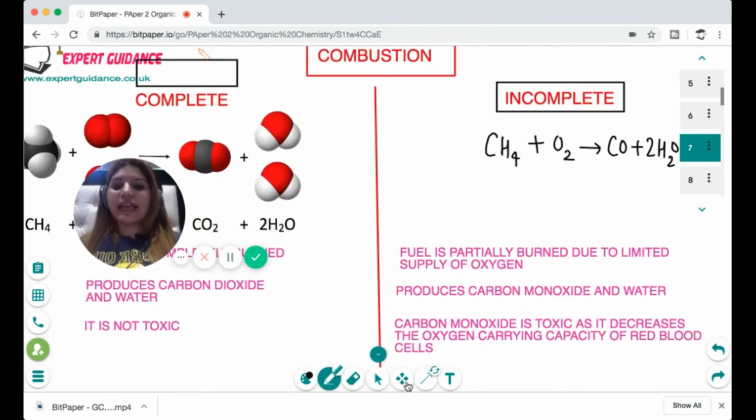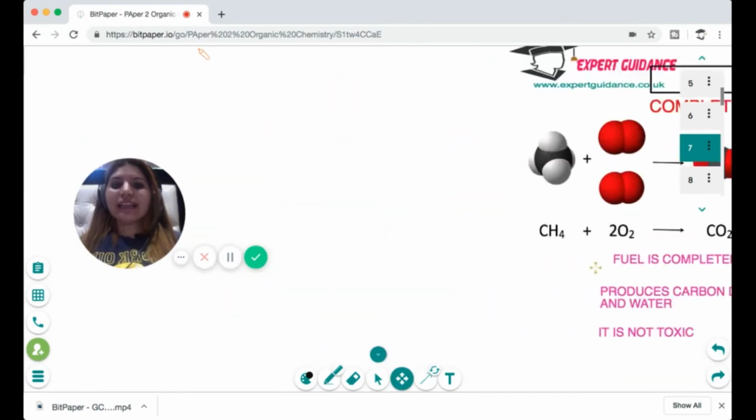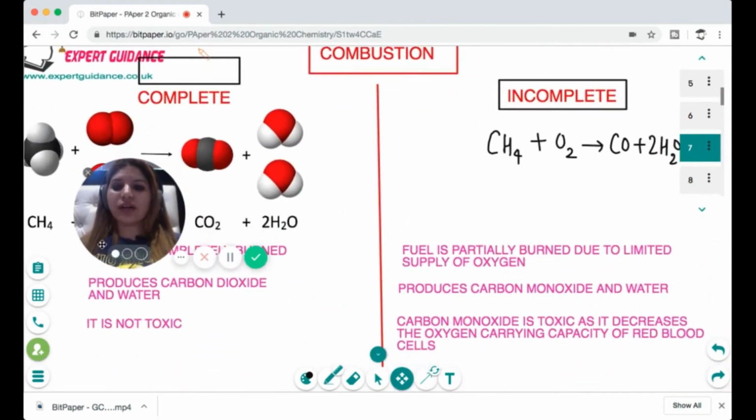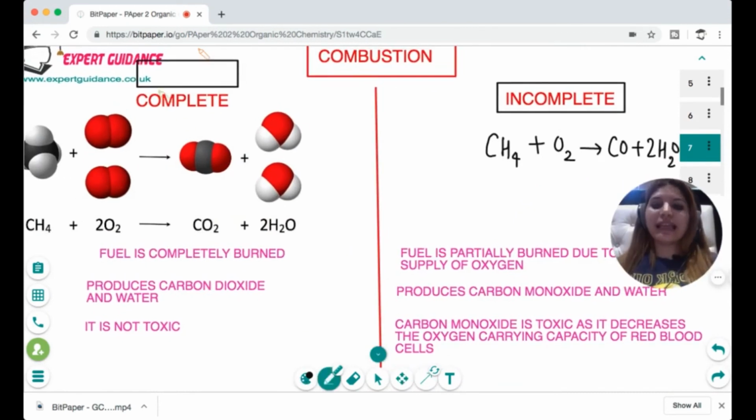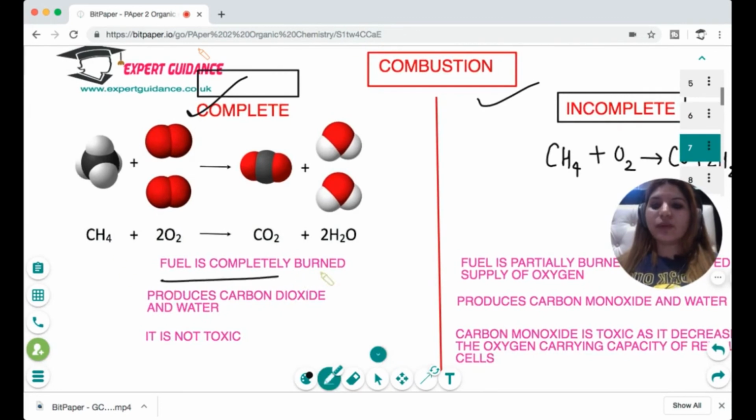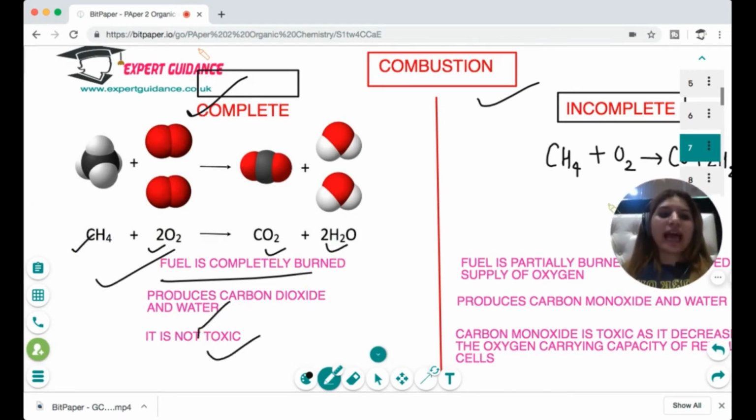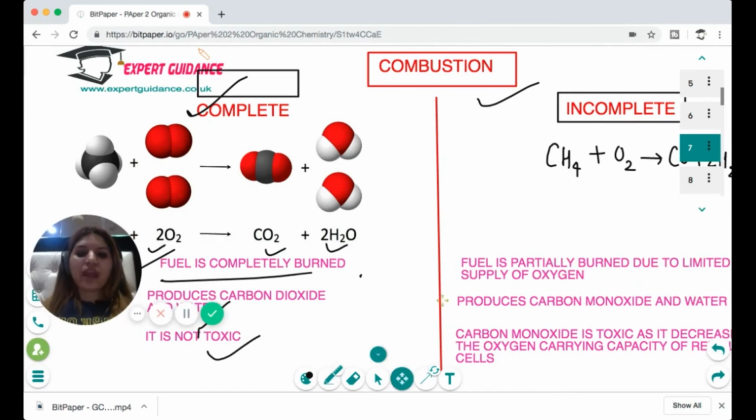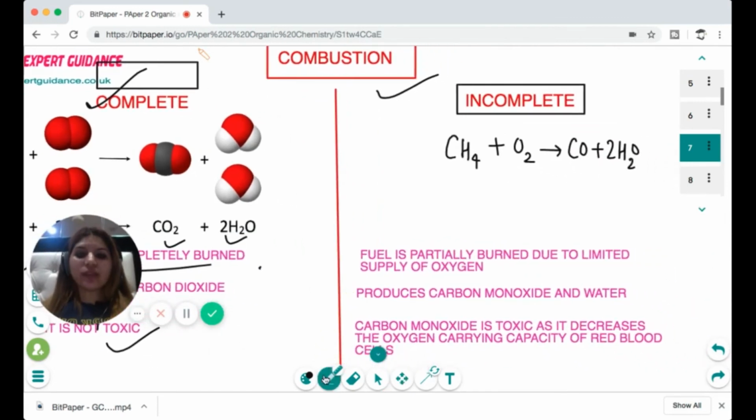Now, next is reactions of alkanes. Alkanes show only 2 types of combustion, complete and incomplete. What is complete combustion? Combustion is when the fuel is completely burned. So hydrocarbon plus oxygen gives carbon dioxide and water, and it is not toxic as it is not producing any harmful gases. On the other hand, incomplete combustion is when the fuel is partially burned due to a limited supply of oxygen. So the hydrocarbon burns to give carbon monoxide and water.